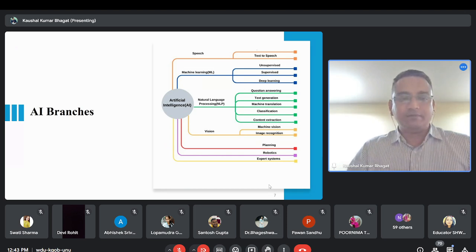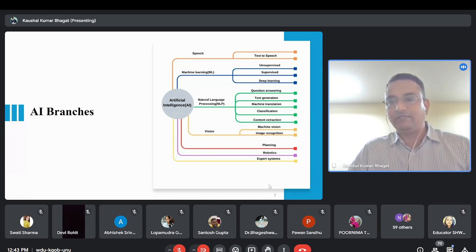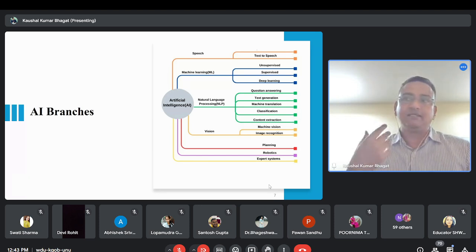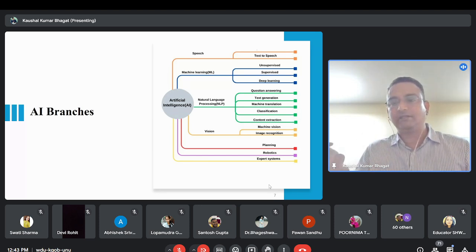There are different AI branches when we are classifying. There is speech, where we have text to speech, whenever we are writing something and it can be converted to the machine's form. Then we have machine learning, where we can have unsupervised, supervised, and deep learning activities. Then we have natural language processing, where text generation is there. Even if you are speaking in Google, you have the voice command, and that is basically speech to text, text to speech that could be performed.